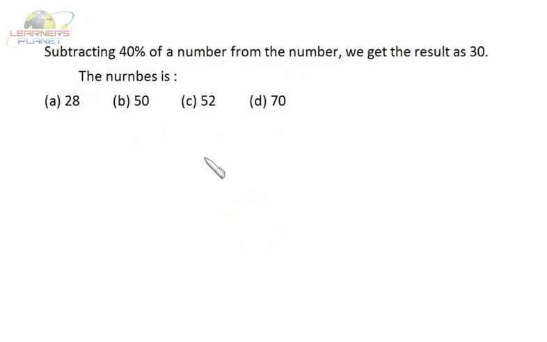Now let's see. Subtracting 40% of a number from the number, we get the result as 30. Friends, we are subtracting 40% of the number from the number. That means we are actually getting 60% of the number. 60% is 3 by 5. So 60% of that number is 30. That means that number is 50. As simple as that.